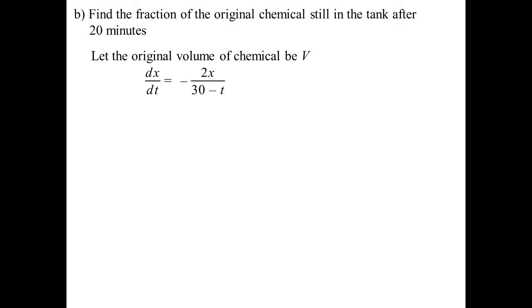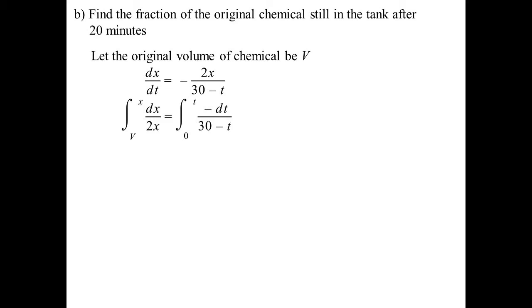So find the fraction still in the tank after 20 minutes. Let's say the original volume, we don't know what the original volume was, so we'll just call it V. We have now worked out that dx/dt is equal to minus 2x on 30 minus t, or if we hadn't worked it out, conveniently they gave it to us, so at least we can keep going with the problem. So let's create our differential equation. dx over 2x will equal minus dt on 30 minus t.